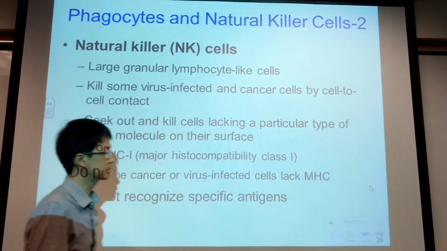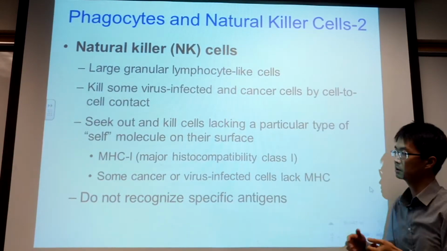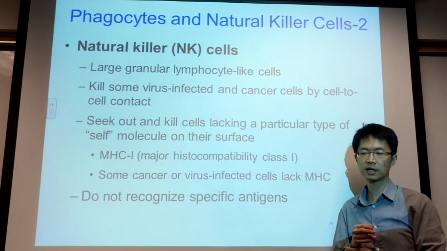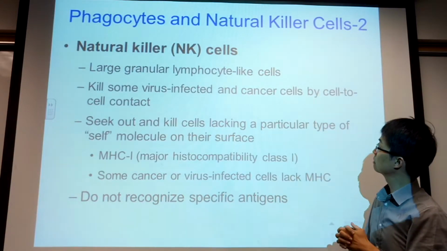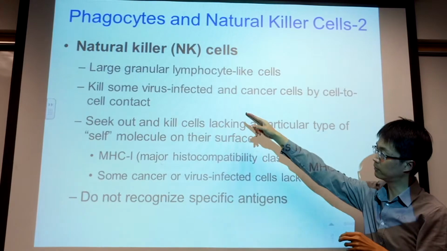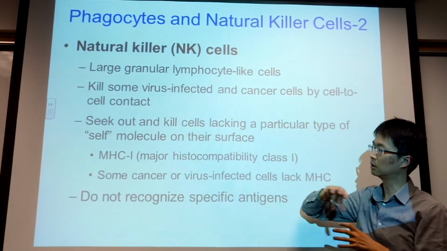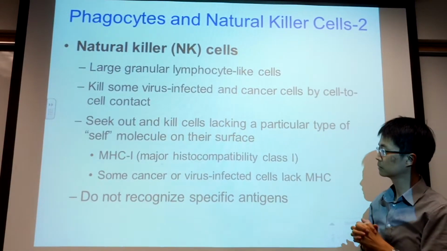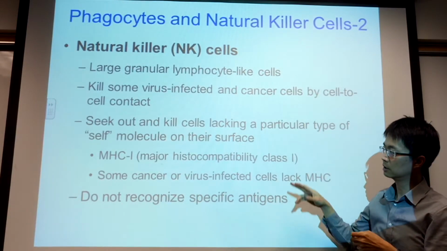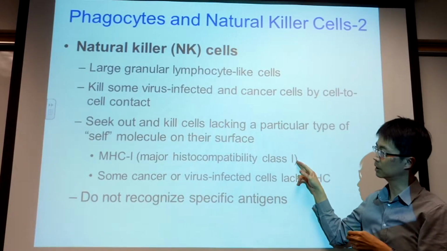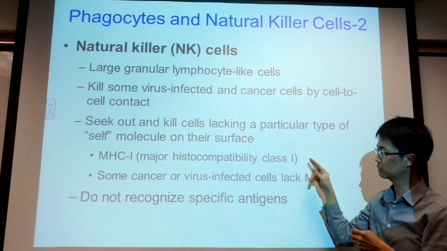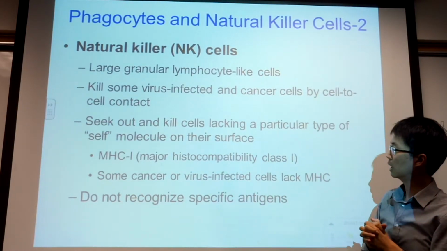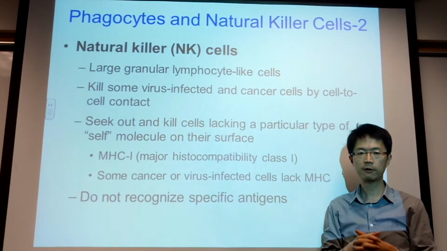And then we have a different type of cell. We call it natural killer cell. It sounds very cool. Natural killer cells have large granules. They can kill cancer cells or infected cells by cell-to-cell contact. How do they do that? How do they find out? Okay, there's something called MHC1 protein. MHC1 protein is a major histocompatibility class 1 protein. This one occurs on the cell.